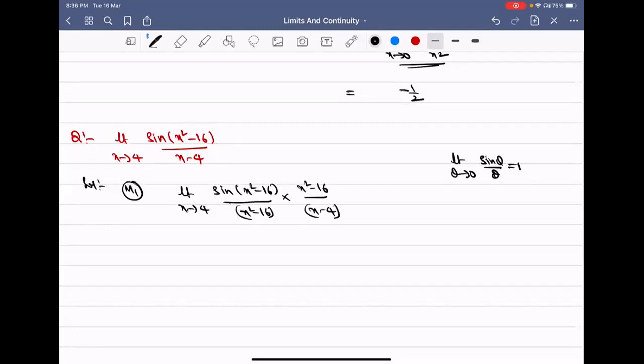Now, what about this one? If x goes to 4, this goes to 0. Therefore, these two are the same quantity, theta, and theta tends to 0. Here x squared minus 16 tends to 0. Therefore, this is equal to 1.